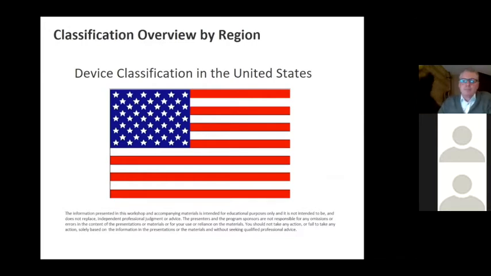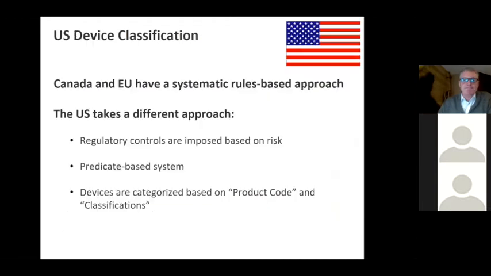So let's move into the US for a little bit. US device classification has a completely different approach than what we've seen in Canada and Europe. In Canada and the EU, they have a systematic rules-based approach, and the US takes a different tack. They impose regulatory controls based on risk. They use a predicate-based system. In other words, they regulate medical devices based on medical devices that they have reviewed and approved historically. Devices are all categorized based on product codes and classifications.